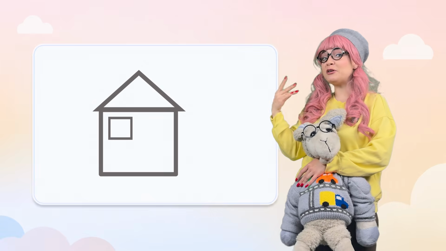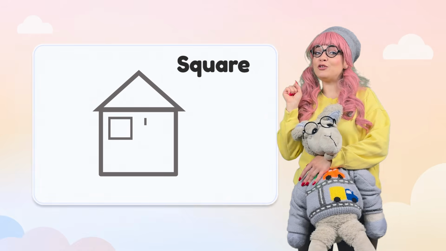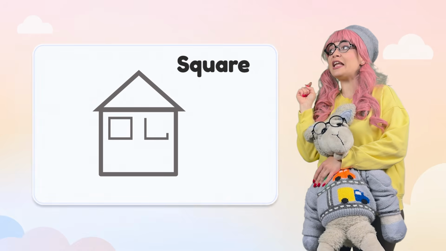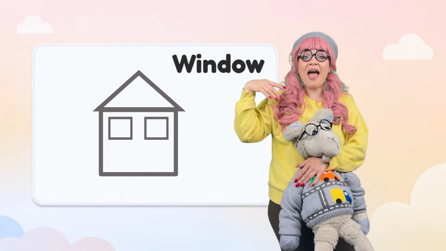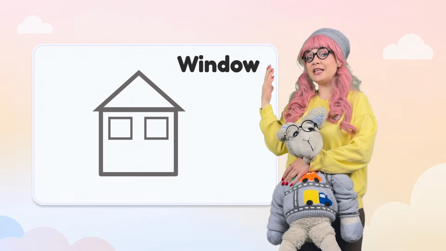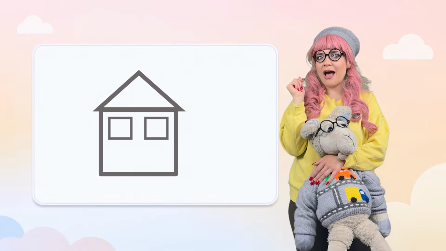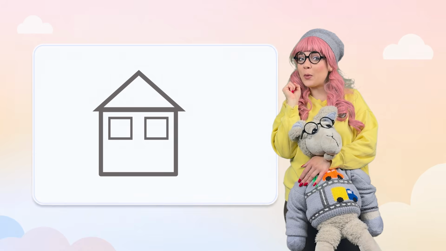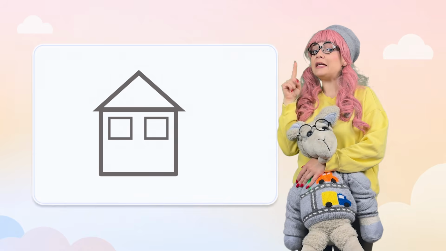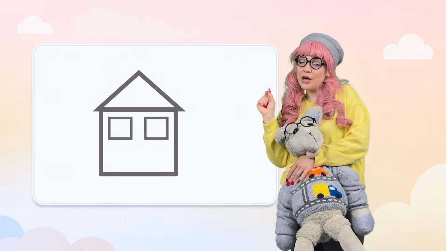Let's draw another square. Slowly but surely. And we have another window. This house has two windows now. Two little squares, two little windows. The house has two windows.